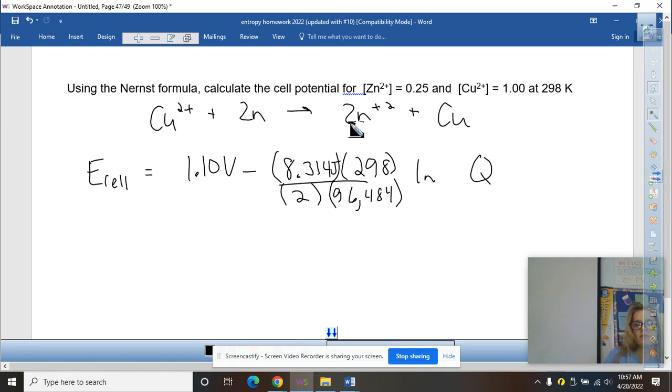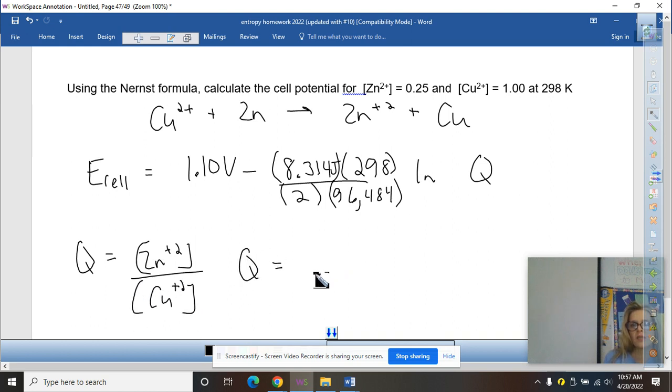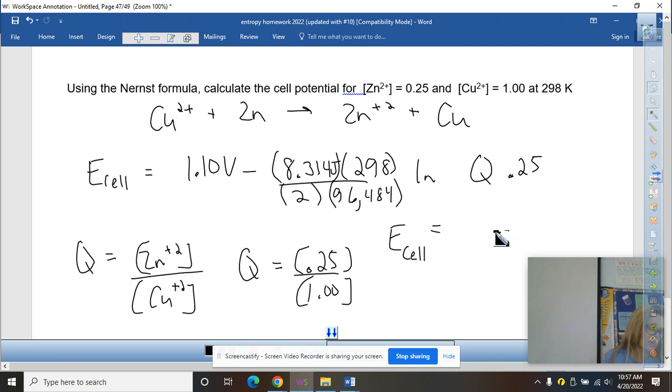Okay, Q is products over reactants. So Q is Zn2+ over Cu2+. And so our Q in this case is 0.25 over 1, and so 0.25 divided by 1 is 0.25. And so when we solve here, we get our E of our cell not at standard conditions, a value of 1.118. Okay, notice it was 1.1.